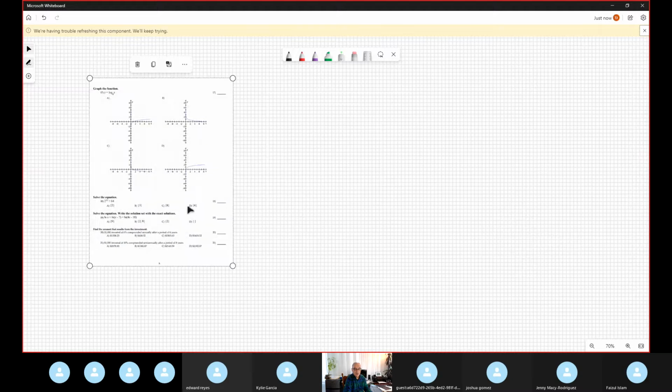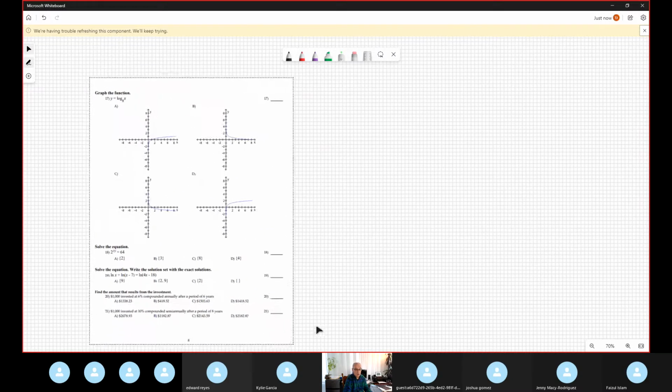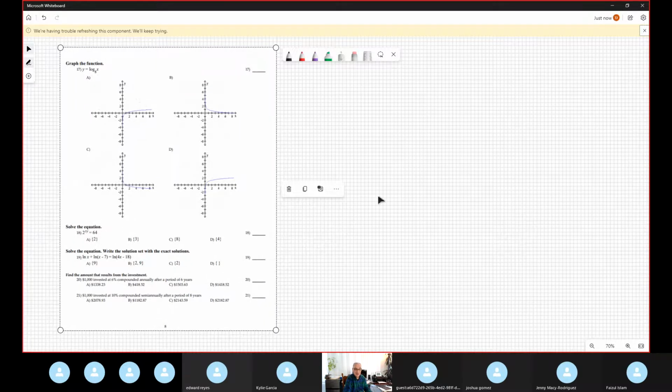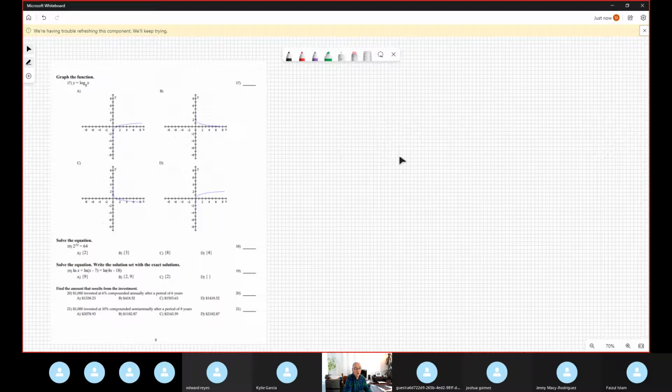Okay, graph again. The graph is important. You need to know very well, and fast, the graph of the exponential and the graph of the logarithm, and the domain of the exponential and the domain of the logarithm. So we have in problem number 17 a function y equals logarithm base 8 of x. And the question says, do the graph.